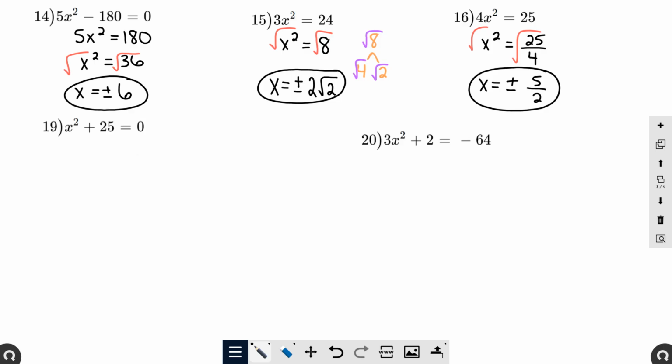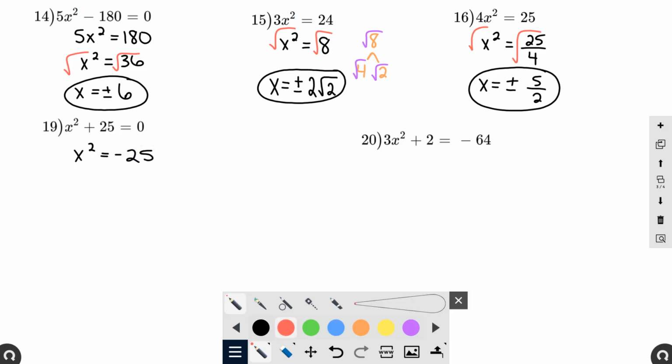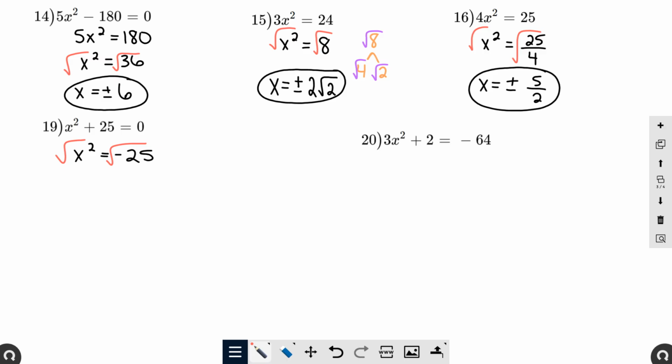What would you do to solve for x? Subtract 25. So x squared equals negative 25. And then we would square root. So x equals plus or minus. Anytime you take a square root, go ahead and put x equals plus or minus. And then we have to square root that number.